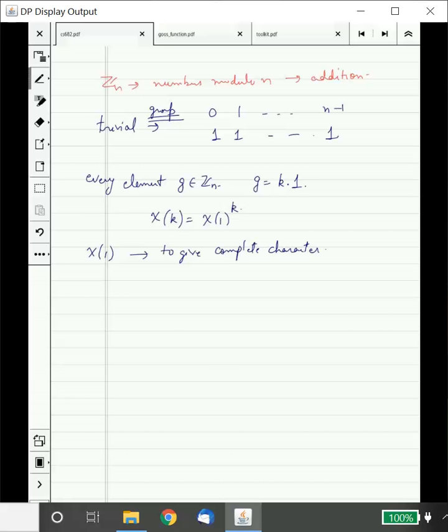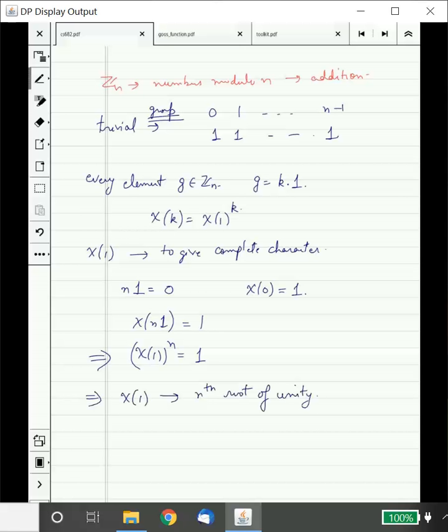And what can be the value of chi 1? We know that n times 1 is 0, the identity. We also know that by the property of characters, chi 0 should be 1. So chi of n times 1 should be equal to 1. By again homomorphism property, chi 1 to the power n should be equal to 1. This tells us that chi 1 should be an nth root of unity. There are n such roots, and this tells you intuitively, and it turns out to be correct.